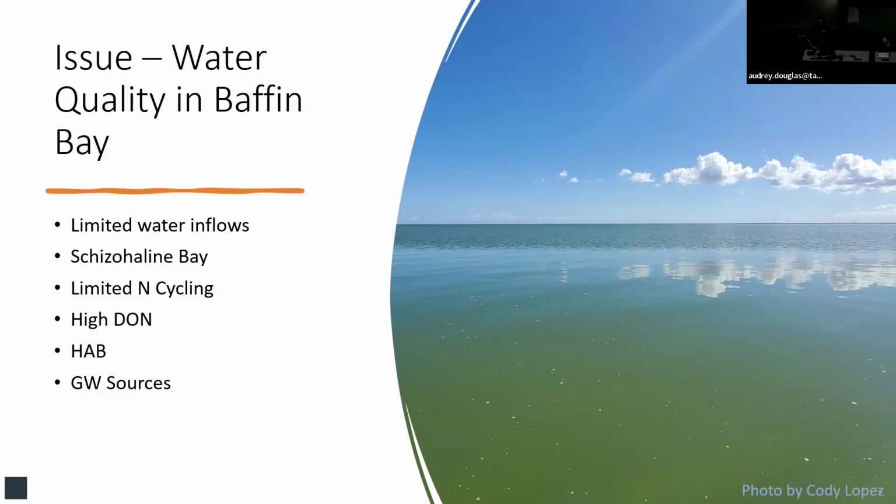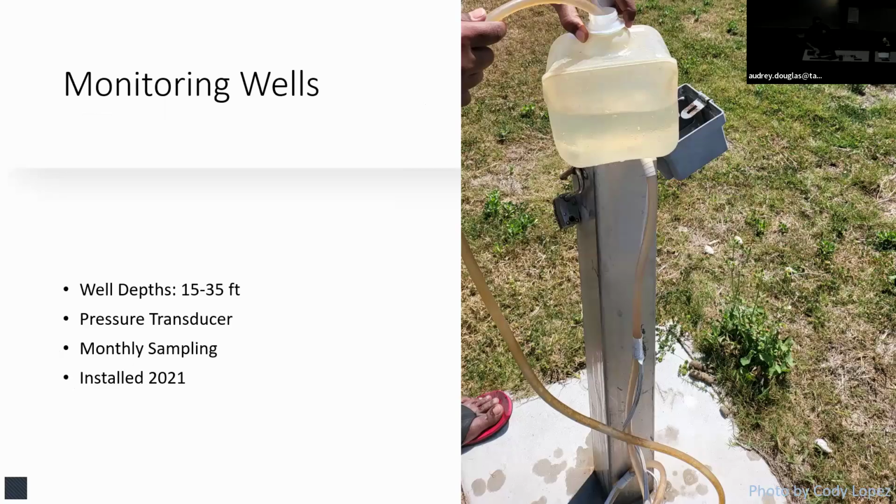It has a known problem of high dissolved organic nitrogen. It's been recently well studied that there are some failing septic systems and failing sewer systems in the area, leading to an increase of raw sewage, which leads to this dissolved organic nitrogen. Unfortunately, that leads to a lot of harmful algal blooms, and my role is trying to investigate these groundwater sources. What kind of role are they playing? How is it working? What's going on? To do that, we have these monitoring wells that are previously installed.